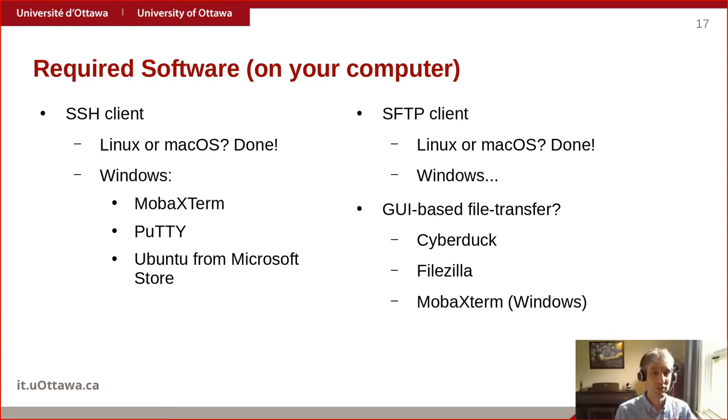Windows is less geared for this sort of stuff, so you need to download some program. On the left, I've put some programs that you can use. So MobaXterm is a pretty popular one. It does both file transfer and it gives you access to the Linux shell on the server. There's also PuTTY, which is as bare bones as you can get. It does SSH and only SSH. And Microsoft also has this neat feature.